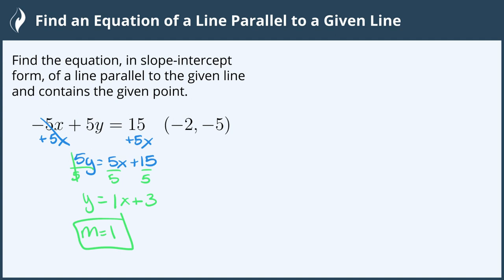And because parallel lines have the exact same slope, we now have a slope and we have a point, and we can use the point-slope form to find the equation of the parallel line. This is y minus y sub 1 equals m times x minus x sub 1. We'll just substitute all of our givens now.